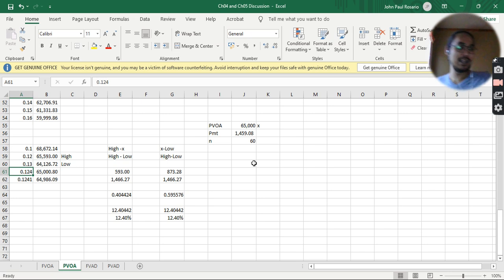So that's the discussion for ordinary annuity. Again, always remember that when we say simple, we're talking about simple ordinary annuity here. Simple annuity means the interest compounding period and the payment interval are equal. And ordinary annuity means the payment occurs at the end of each period. So if monthly, at the end of each month; if quarterly, at the end of each quarter; if semi-annual, at the end of every 6 months; if annually, at the end of every year.